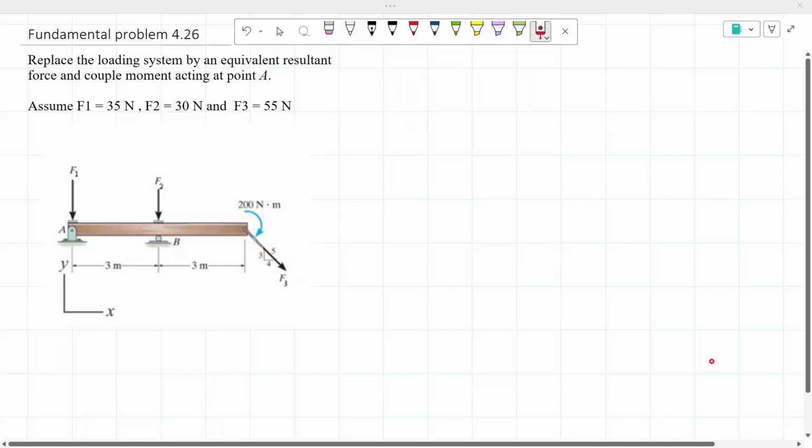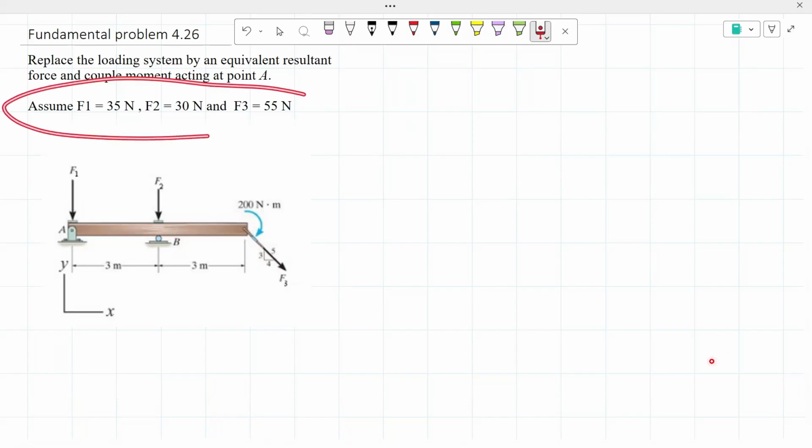Hello everyone, today we're going to be working on fundamental problem 4.26, and this problem is asking us to replace the loading system by an equivalent resultant force and couple moment acting at point A. As you can see, we have point A right here with our three forces, 1, 2, 3, and the values of our forces are 35 newtons, 30 newtons, and 55 newtons.